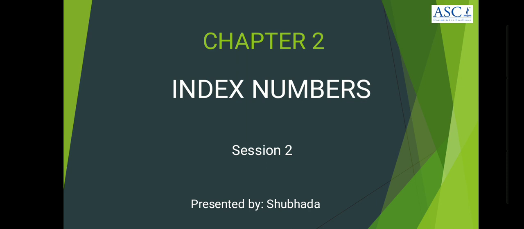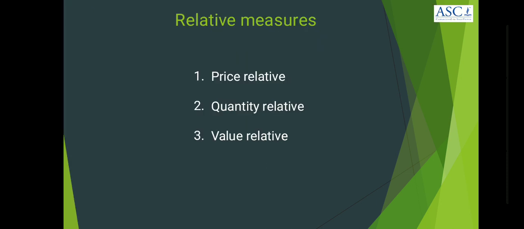This is Shubhada. At the end of first session, we learned different relative measures. They are price relative, quantity relative, and value relative. These are all simple index numbers, meaning only one item is considered at a time in the construction of an index number. If we want to know the relative change in the level of price of a single item, then it is called price relative.